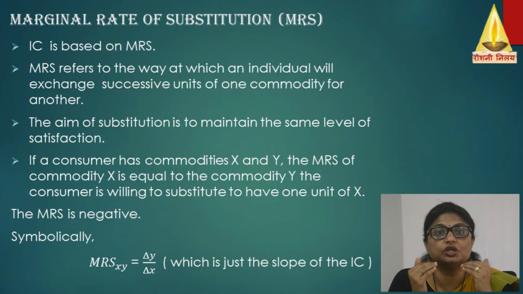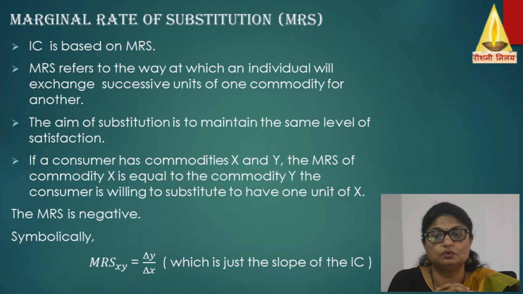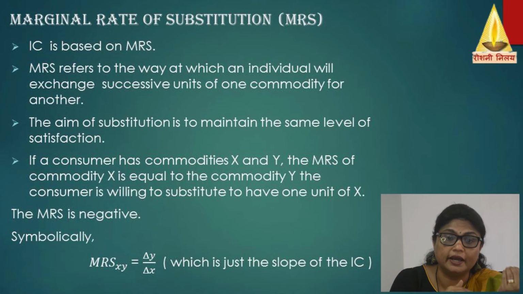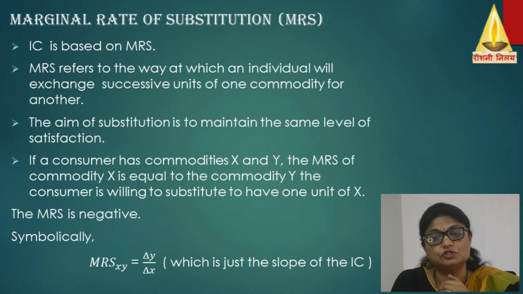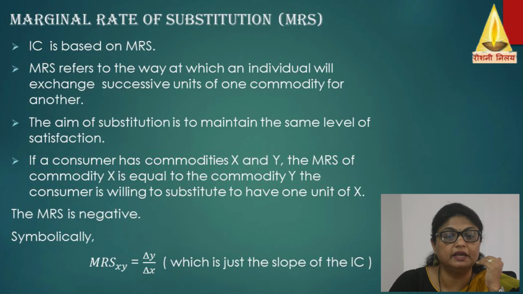The aim of substitution is what? Why? Because to have the same level of satisfaction. That is why we said A, B, C, D, E gives the consumer the same level of satisfaction, because this is based on marginal rate of substitution. Now, if a consumer has commodities X and Y, the marginal rate of substitution of commodity X is equal to the commodity Y the consumer is willing to substitute to have one more unit of X. That is why the marginal rate of substitution must always be negative.